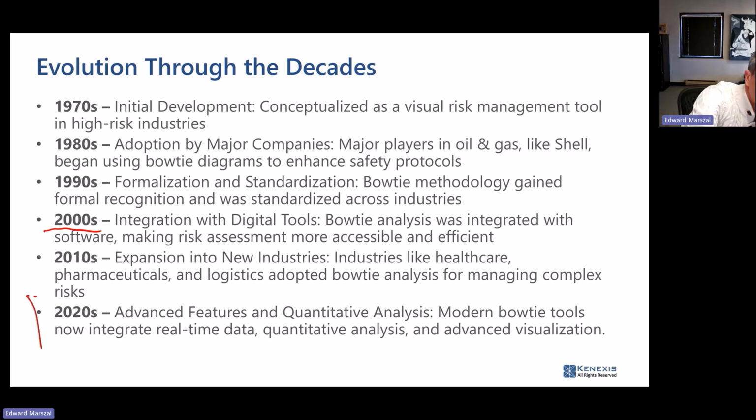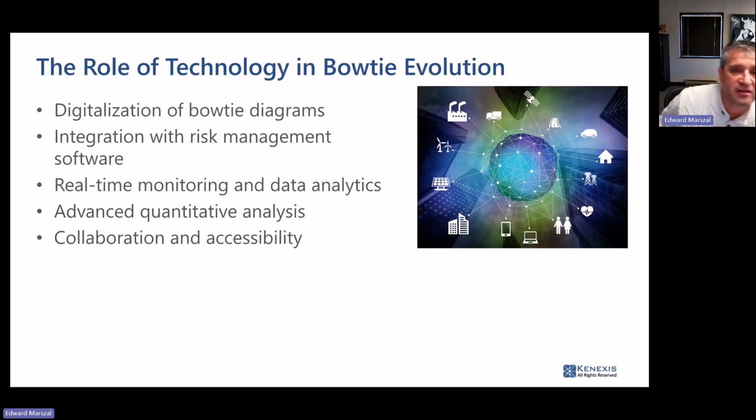And now we are adding more and more advanced features into the process. We're using cloud-based software. We're integrating our data in real time with other systems. We're using more advanced graphics and quantifying things. All right, so the role of technology in bowtie evolution is one of the stories of the Connexus Integrated Safety Suite.